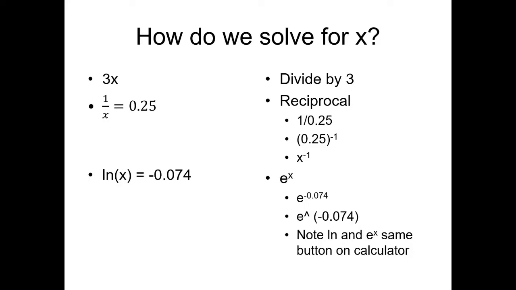Okay, so we're going to do some equations and we have to undo some operations. Now we know that if we're multiplying, so if we had 3x and we wanted to solve for x, that's pretty easy. We're just going to divide by 3, right? No problem.